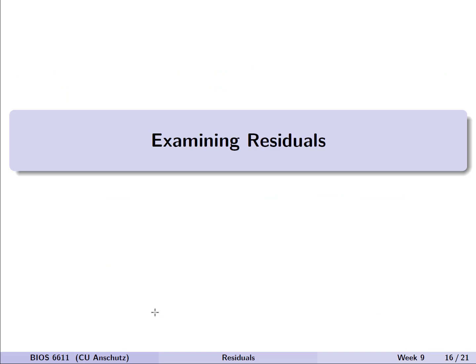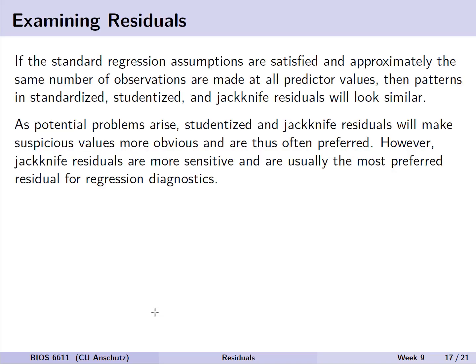And so how are these actually useful and leveraged in practice? How can we examine the residuals? We can first note that if our standard regression assumptions are satisfied, and approximately the same number of observations are made at all predictor values, then the patterns in each of our types of residuals will look pretty similar. The reason we like things like studentized and jackknife residuals, though, is that they help to make suspicious values look more obvious relative to these other residuals.